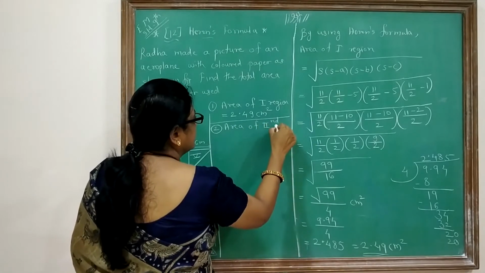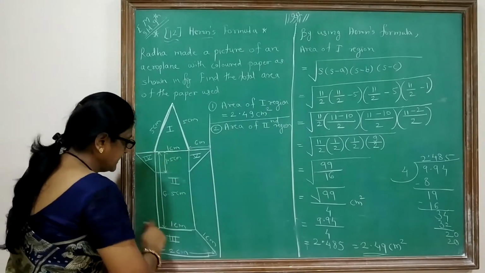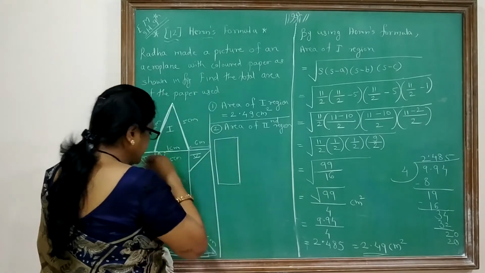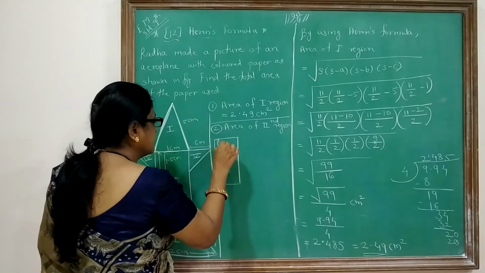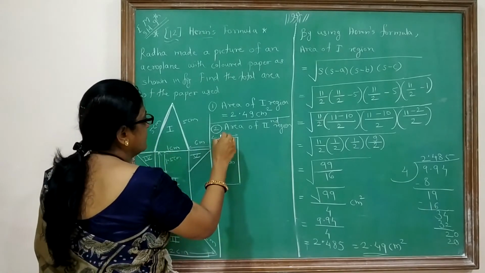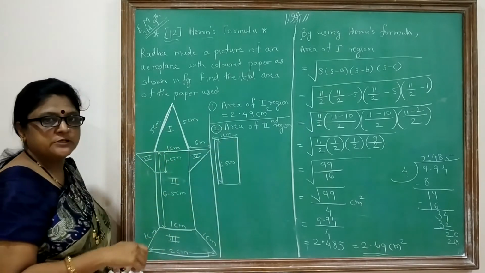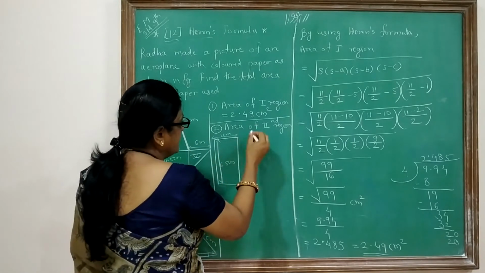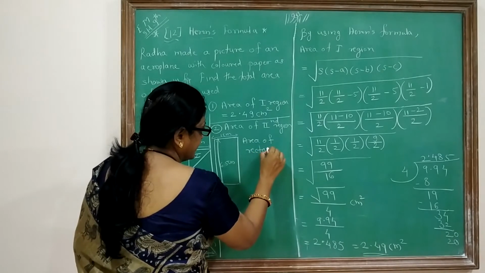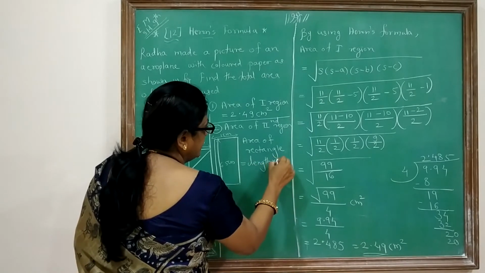Area of second region. This length is 6.5 centimeter and this breadth is 1 centimeter. Then this is a rectangle because here opposite sides are equal. Then what is the area of the rectangle? You will write the formula, area of rectangle equal to length into breadth.